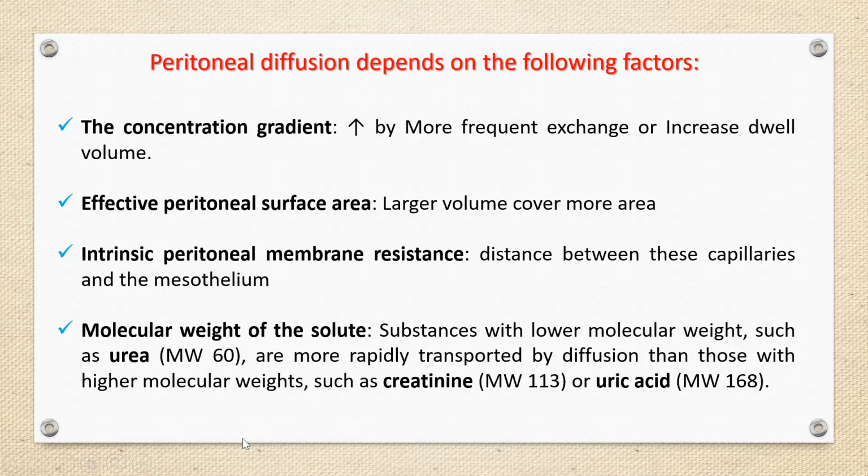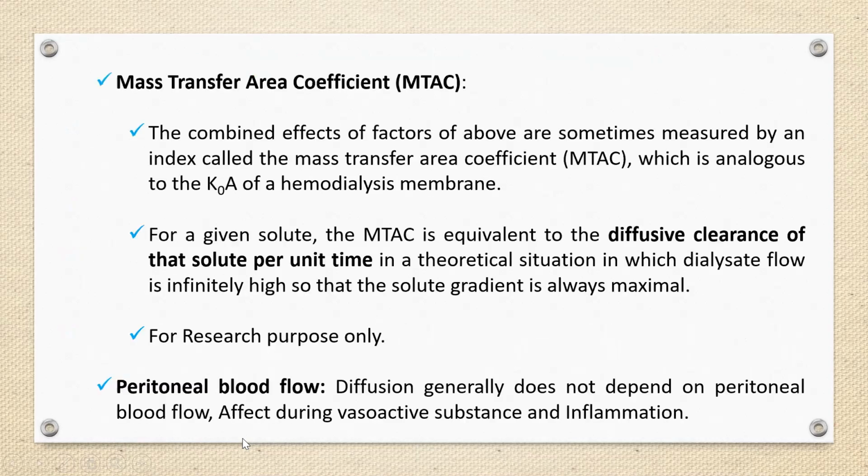Now let's see the mass transfer area coefficient, called MTAC. It is the combined effect of the factors above, sometimes measured by an index. It is called MTAC, and it is analogous to the KoA of the hemodialysis membrane. For a given solute, MTAC is equivalent to the diffusive clearance of that solute per unit time in a theoretical situation in which dialysate flow is infinitely high, so that the solute gradient is always maximum. And this is for research purposes only.